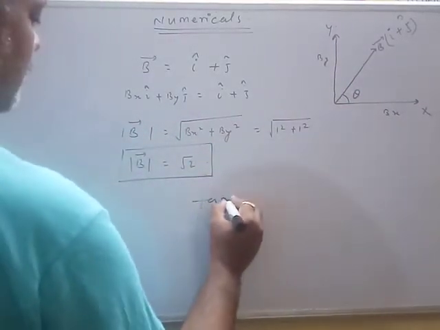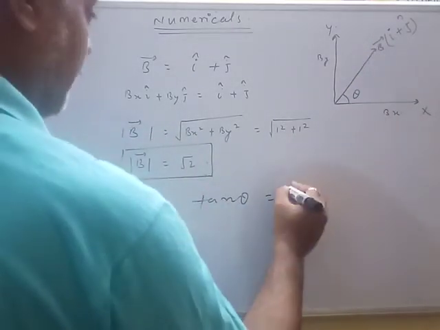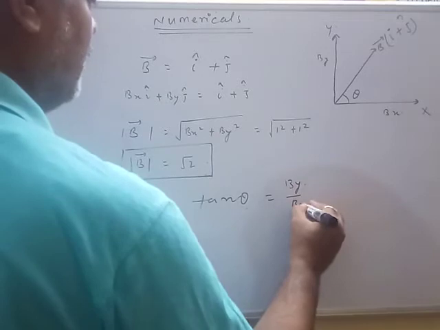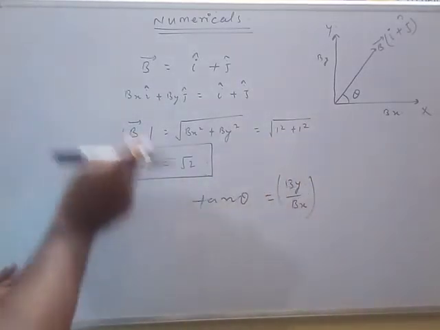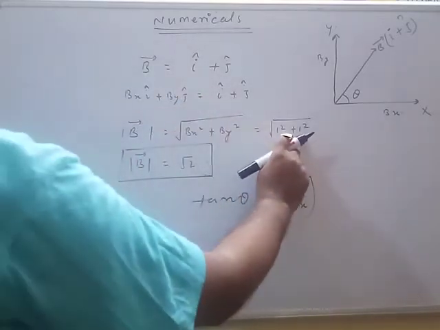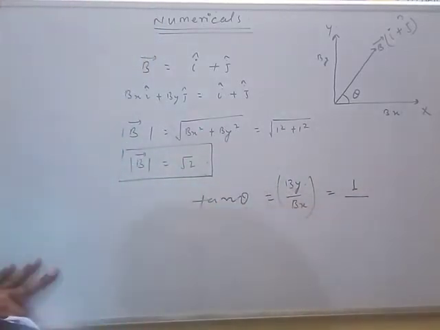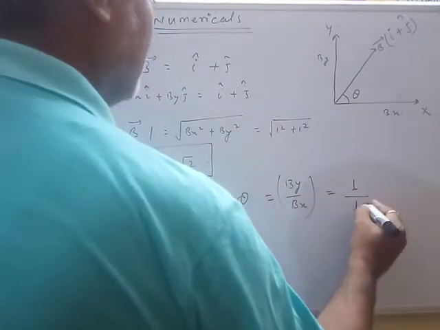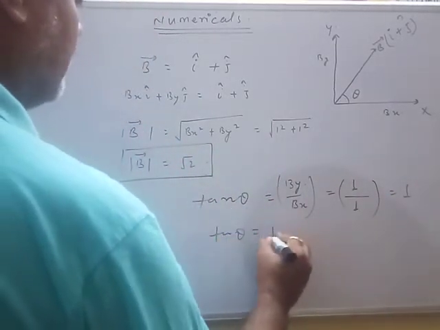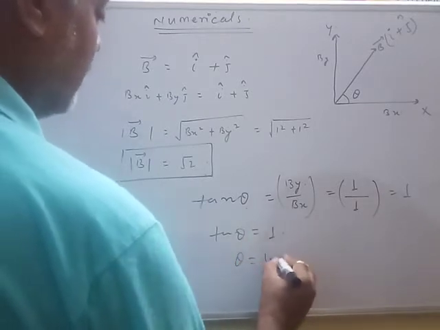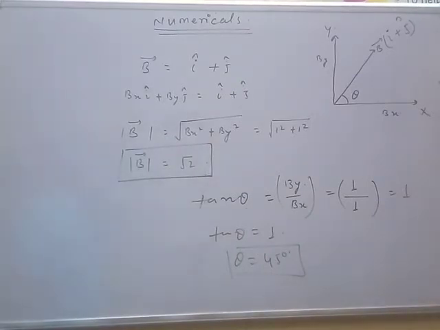Now tan theta will be equal to perpendicular by base, by by bx. But by means the magnitude of vector B along the y-axis, which is 1, and bx means the magnitude of vector B along the x-axis, again it is 1. Now 1 by 1 equal to 1, that is tan theta equal to 1, and therefore theta equal to 45 degree. This is the first portion.